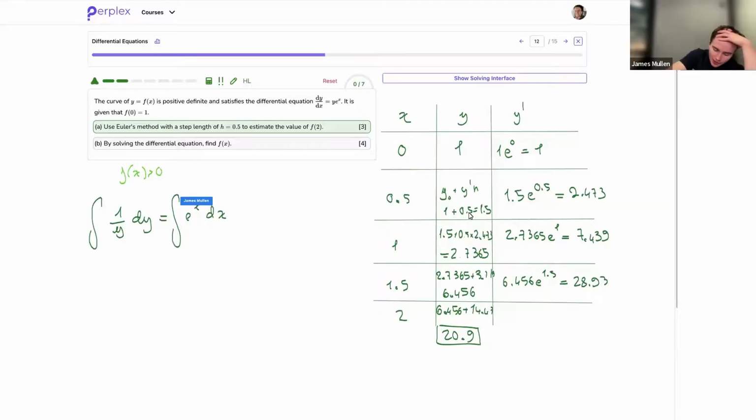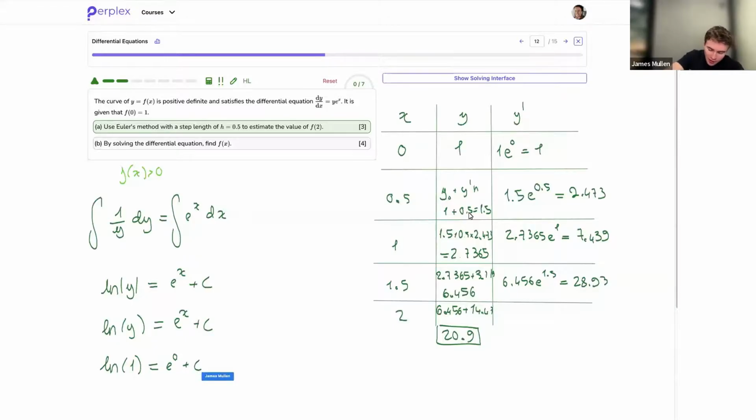And that's going to tell me that ln of the absolute value of y is equal to e to the x plus c. But because y is positive definite, y is greater than 0, so I just have ln of y is equal to e to the x plus c. Now I can use the initial condition, which is x equals 0 and y equals 1. So ln of 1 is equal to e to the 0 plus c. Ln of 1 is 0, and this is 1 plus c, which means c is equal to minus 1.